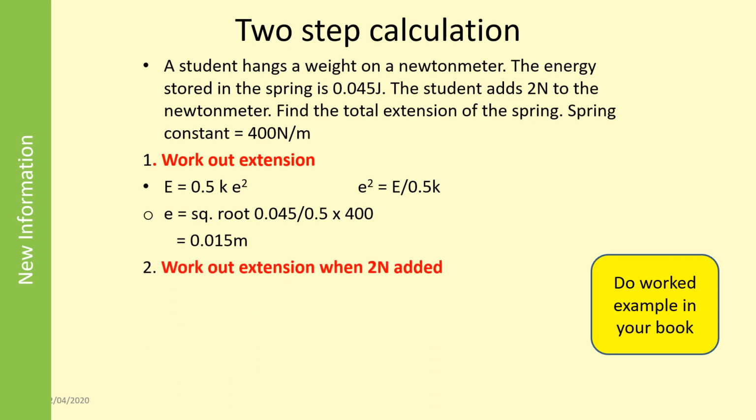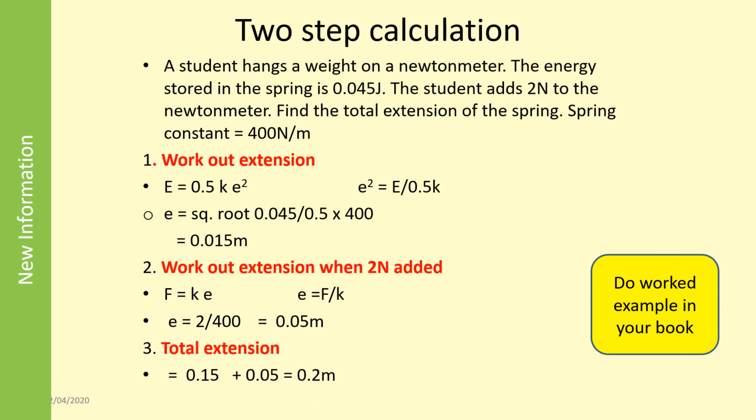Okay. Now, it says the student adds an extra 2 newtons, and you want to work out the extension. Now that you know k, and you know the force that's been added, 2 newtons, you can work out that e equals the force divided by k. Substitute in your figures, gives you an extension of 0.05 meters. And then the final part of the question is to add the two together to give you the total extension, 0.2 meters. So that is quite a complicated example.